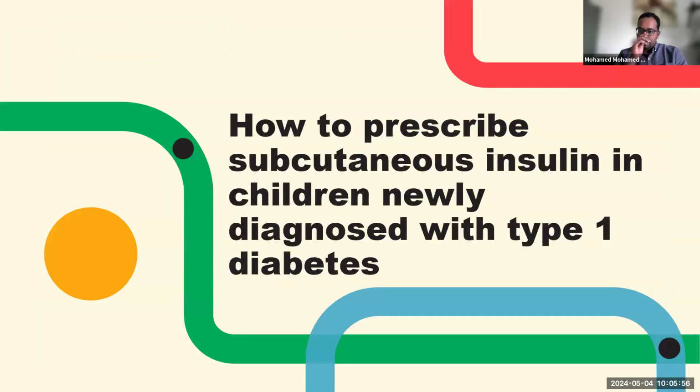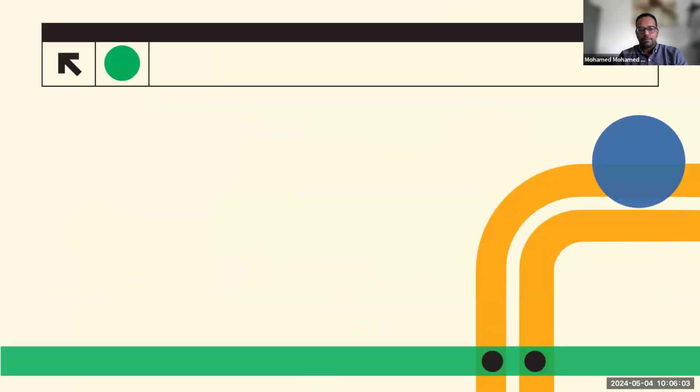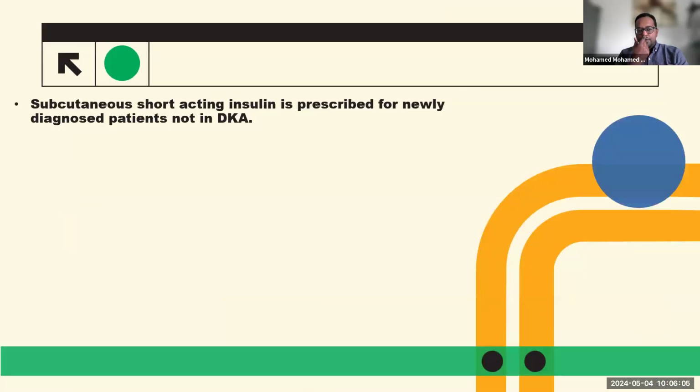So, how to prescribe subcutaneous insulin in children newly diagnosed with type 1 diabetes. A few facts before we go into that. Subcutaneous short-acting insulin is prescribed for newly diagnosed patients not in DKA, or sometimes even patients who need adjusting of the insulin because the glucose control is not at its best. But the key message is not in DKA.